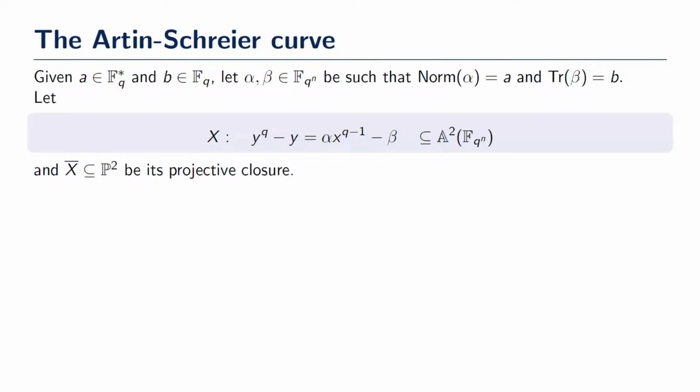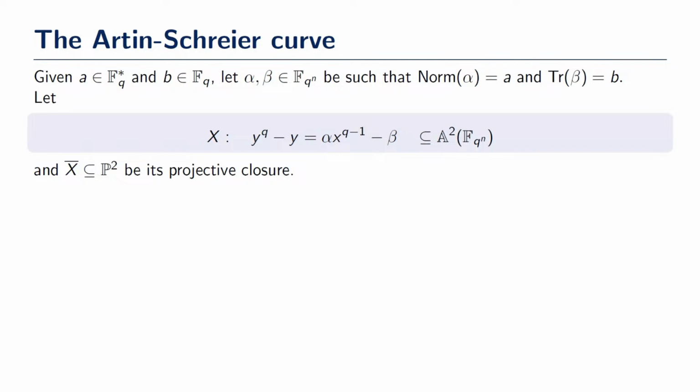This is our Artin-Schreier curve. It's in the title of the talk. Okay, it's the curve given by this affine equation on A2 over it. Nice to say that it's defined over the extension of degree n of Fq. And by X bar, I'm going to denote its projective closure in P2. Okay, this is the main object of this talk. And in a few minutes, I'm going to try to motivate you why study this curve.